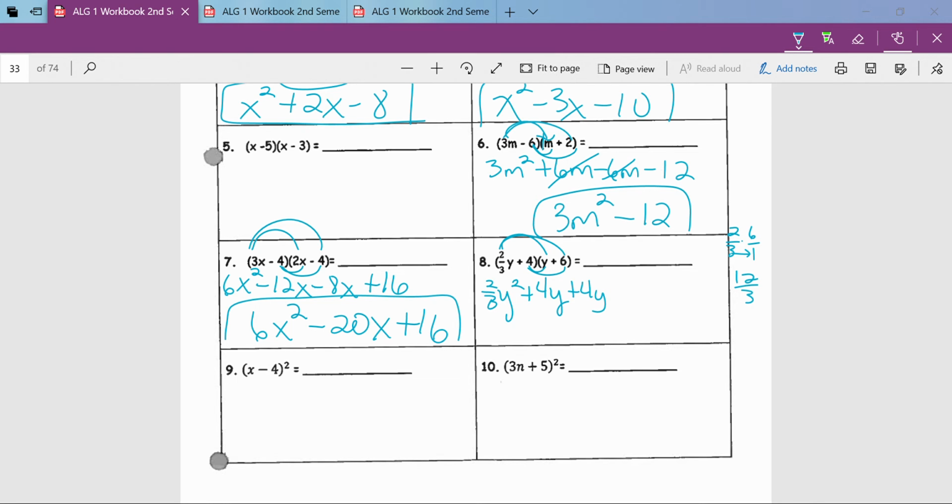And 4 times 6, 24. The middle terms again will combine. You have 4y and 4y, so my answer is 2/3 y squared, and 4 plus 4 is a positive 8y. Bring down the 24. Alright, almost done.